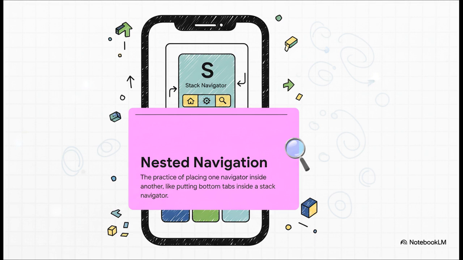For our purposes, this means we're going to put a tab navigator, which will handle all our main primary sections, right inside our existing stack navigator, which will keep handling our individual secondary screens. This isn't just some clever trick. This is the industry standard way to do it.